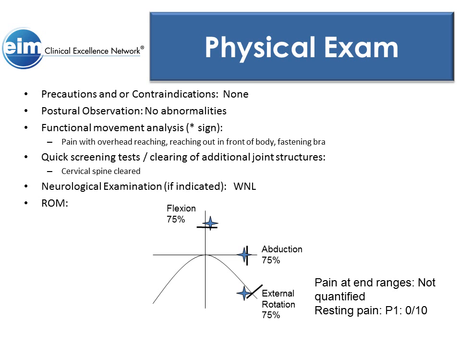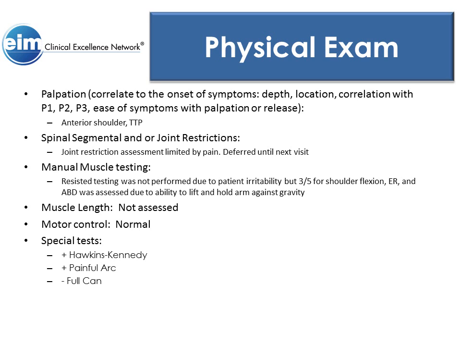With her shoulder range of motion, however, she was only able to get 75% of flexion, abduction, and external rotation, all with pain at this end range. I did not quantify the pain at the end ranges, which I will be sure to do in the future. Her resting pain is 0 out of 10. So with palpation, she was tender to touch on her anterior shoulder. Her joint restriction assessment was limited by pain and will be deferred until next visit.